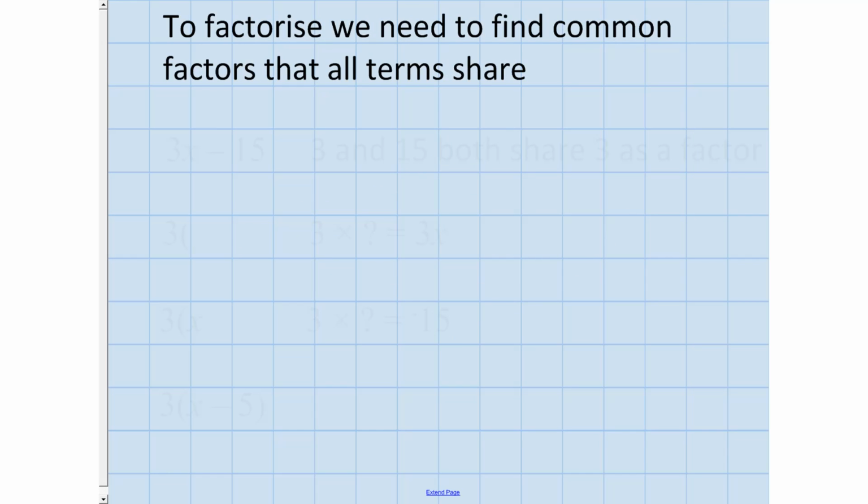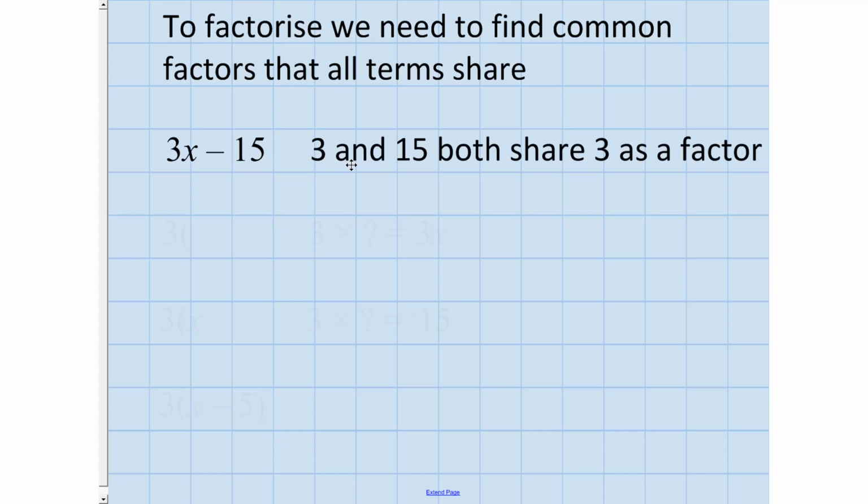It's slightly more difficult to factorise than expand, because we need to find a common factor that all the terms share. For example, 3x minus 15, we need to look at those numbers. Now the 3 and the 15 both share 3 as a factor, so that's what we write outside our bracket. Now we need to think about how do we get from 3 to both the terms in our expression. So first of all, we need to times it by something to get 3x. Well, to get from 3 to 3x, we'll need to times it by an x.